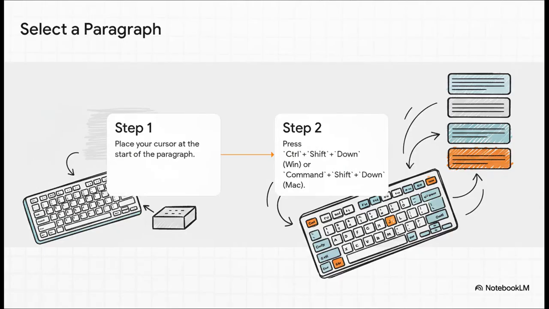Okay, ready to level up to an entire paragraph? This is where you start to feel the real power. Instead of dragging down through 5 or 6 lines of text, just place your cursor at the very beginning of the paragraph, then use this combo. On Windows, it's Control plus Shift plus down arrow, and on a Mac, it's Command plus Shift plus down arrow. The whole paragraph is selected in a flash.